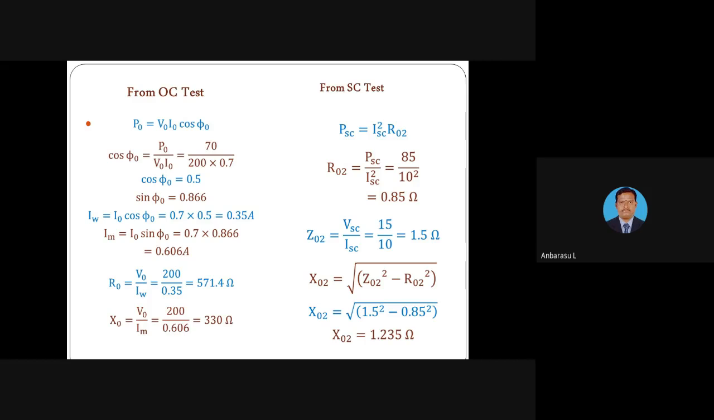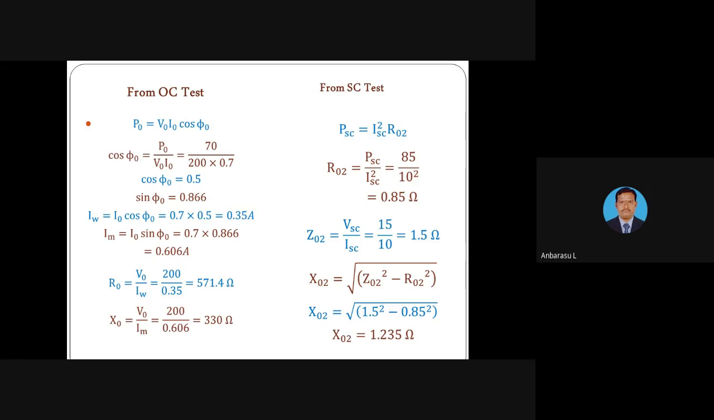Then X naught 2 equal to square root of Z naught 2 square minus R naught 2 square. It is the formula combining impedance, resistance and reactance. From that formula, we can determine X naught 2 equal to square root of Z naught 2 square minus R naught 2 square. We substitute Z naught 2 as 1.5, R naught 2 as 0.85. Finally, we get the X naught 2 value, that is 1.235 ohm.